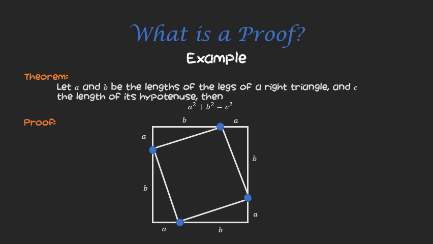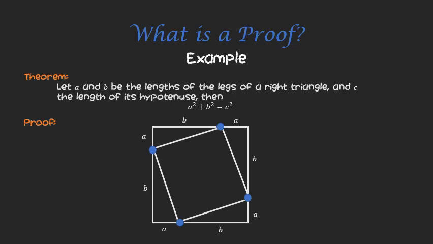How do we know it's a square? Well, in order to figure that out, we should figure out what the lengths of this rectangle, this potential square, are. So our assumption is that A and B are the lengths of the legs of a right triangle, and that C is the length of its hypotenuse.